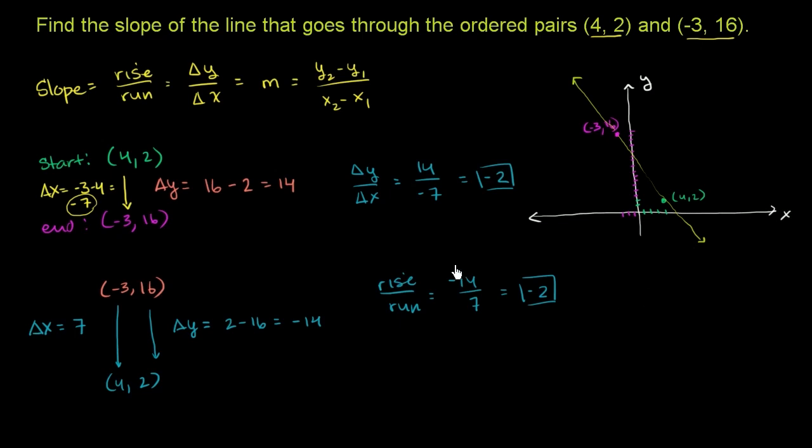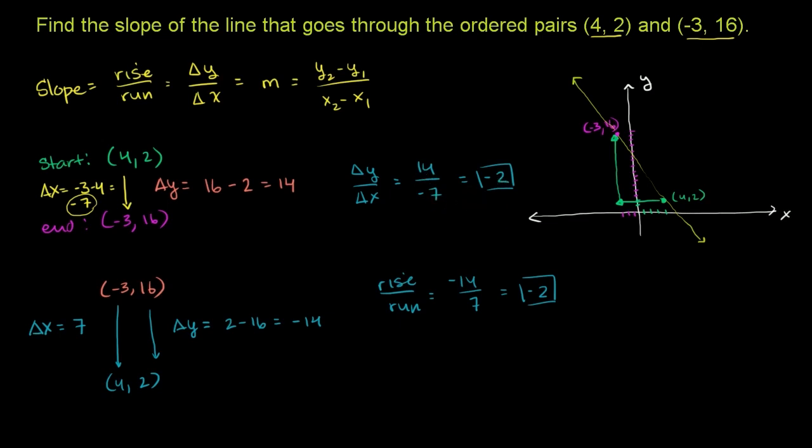And just to visualize our change in x's and our change in y's that we dealt with here, when we started at 4 comma 2 and ended at negative 3 comma 16, that was analogous to starting here and ending over there. And we said our change in x was negative 7. We had to move back. Our run, we had to move in the left direction by 7. That's why it was a negative 7. And then we had to move in the y direction positive 14. So that's why our rise was positive. So it's 14 over negative 7 or negative 2.